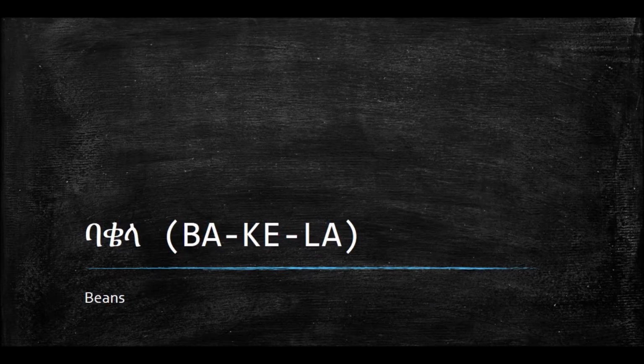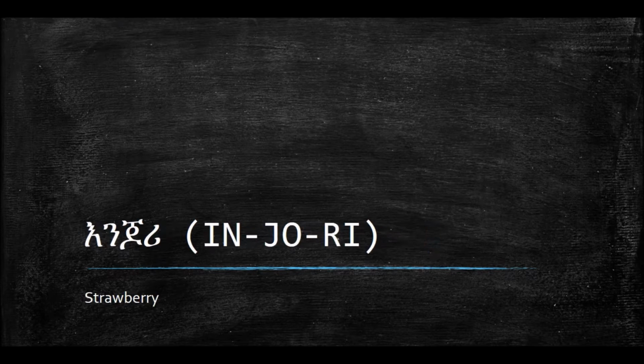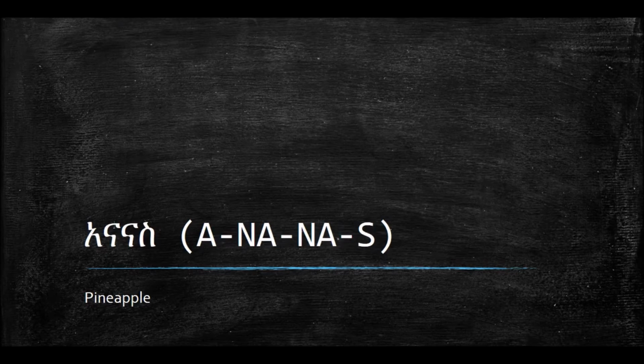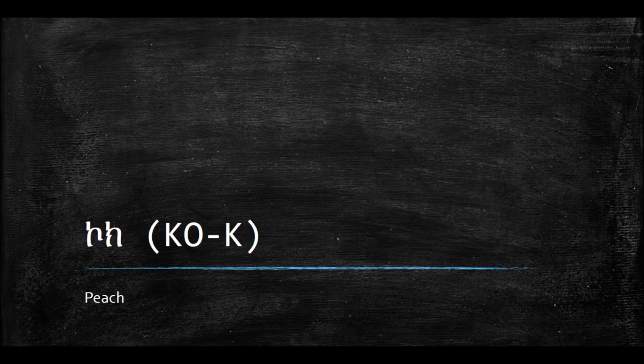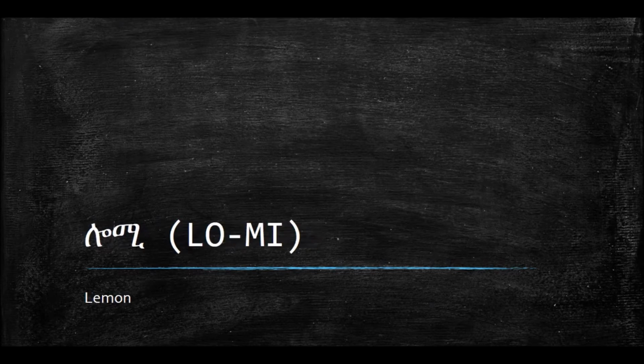Beans in Amharic are called bakela. Tomato in Amharic is timatim. Strawberry in Amharic is injori. Pineapple in Amharic is ananas. Peach in Amharic is kok. Mango in Amharic is mango. Lemon in Amharic is lomi.